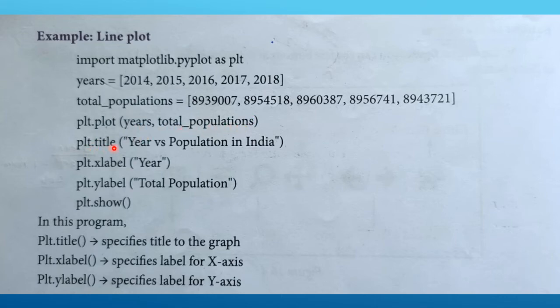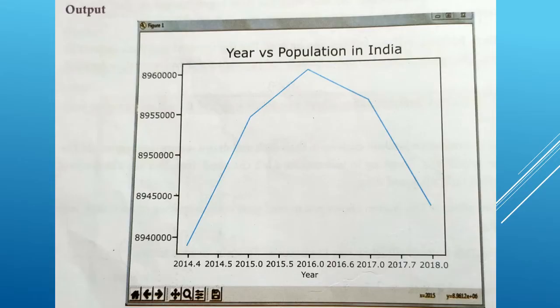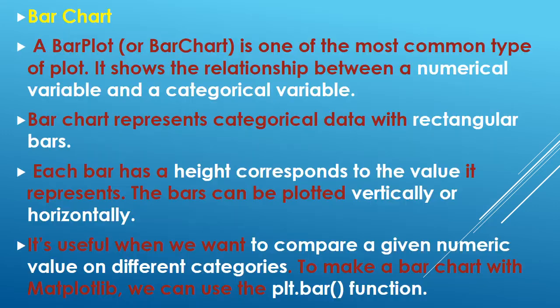As usual, we add the title, xlabel and ylabel, and show. In this program, we specify the title of the graph, xlabel specifies the X axis, and ylabel specifies the Y axis. So this is the output of this program. This is the X axis, this is the Y axis, and this is the title of the chart.